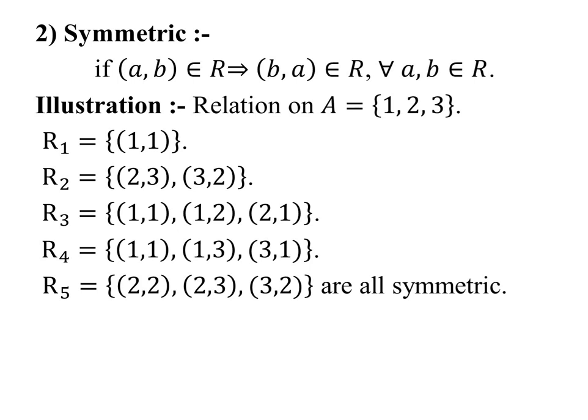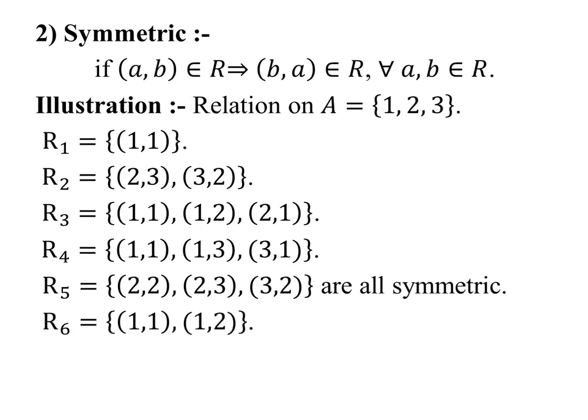Similarly R5 is equal to {(2, 2), (2, 3), (3, 2)}. If we interchange (2, 2) we get (2, 2), and (2, 3) interchanged gives (3, 2). So (3, 2) belongs to R5. Next (3, 2), interchanged gives (2, 3). So (2, 3) is in R5. So then R5 is a symmetric relation. Okay, so R1, R2, R3, R4, R5 are all symmetric relations.